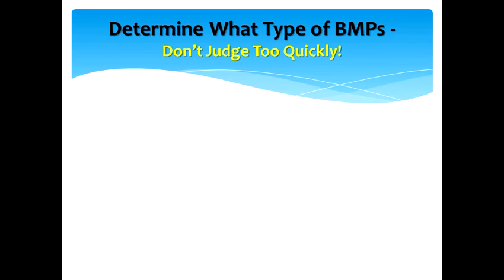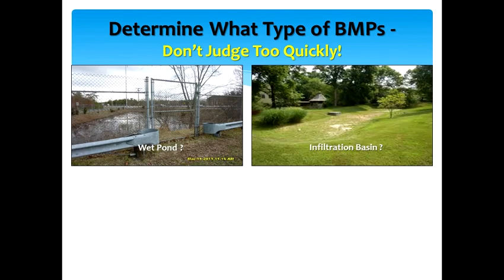Misjudgment of a BMP's type will not only result in ineffective maintenance, but also cause the BMP to fail. Therefore, it is important to know what type of BMP is present before performing the inspection and maintenance work. After the previous introduction to the various types of BMPs, let's use that information to guess what type of basins are shown in these two photos.